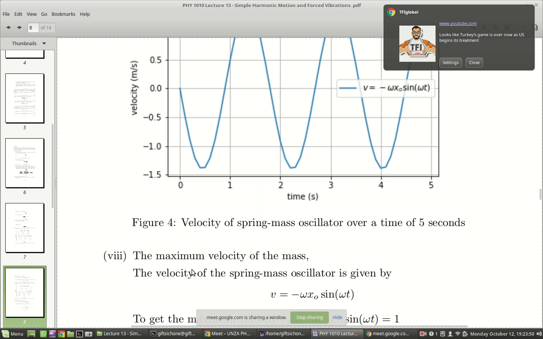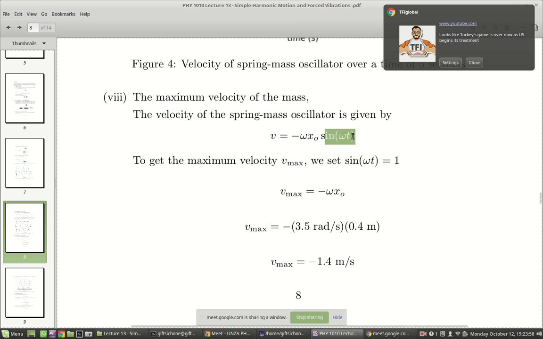Sorry, why are we equating sine omega t to 1 again? Because we want maximum velocity. Sine has a maximum. Sine and cosine have a maximum at 1. The maximum value a sine and the cosine can have is 1. That's why we are equating it to 1. At any other point, it's less than 1.